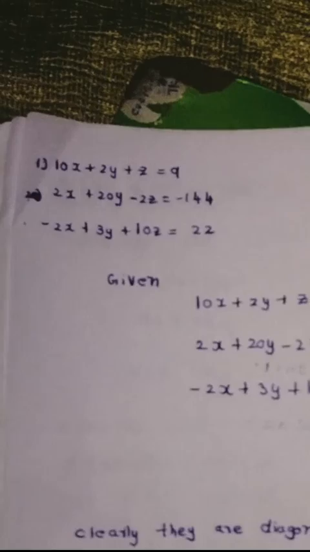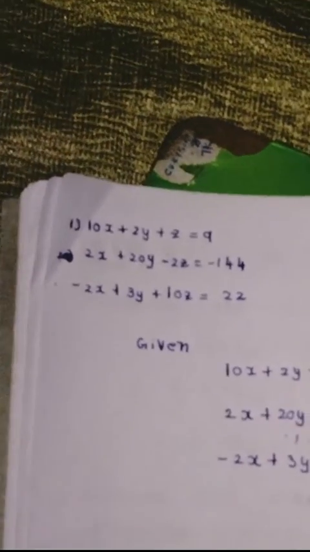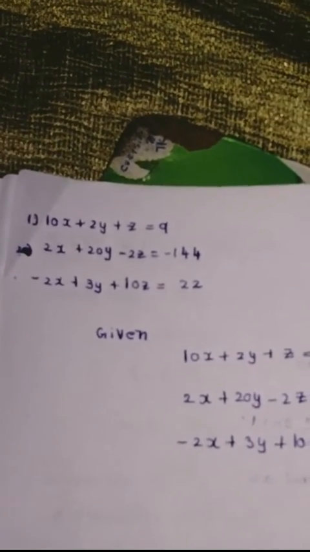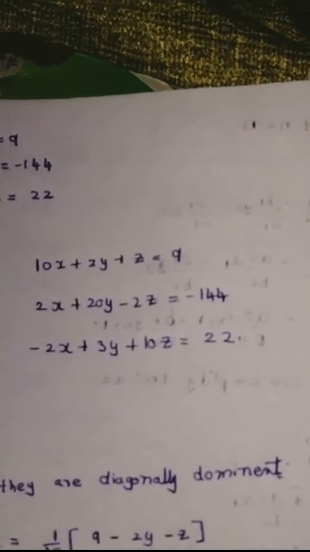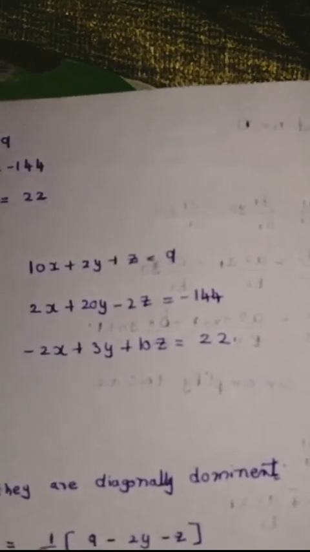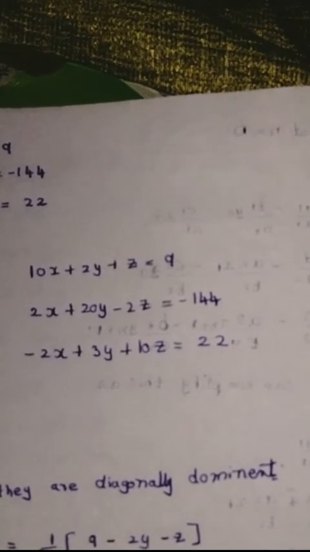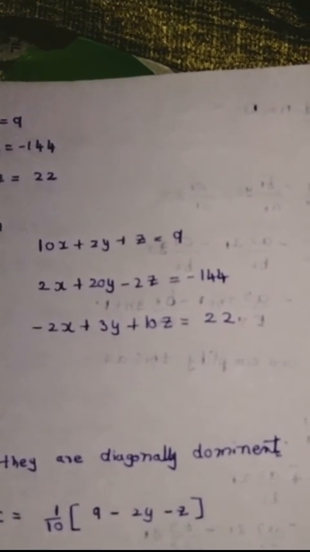Let us solve a sum on the Gauss-Seidel method. Given the equations 10x plus 2y plus z is equal to 9, 2x plus 20y minus 2z is equal to minus 44, minus 2x plus 3y plus 10z is equal to 22. Arranging them in the order of diagonal dominance, we have 10x plus 2y plus z is equal to 9, 2x plus 20y minus 2z is equal to minus 44, minus 2x plus 3y plus 10z is equal to 22. Clearly they are diagonally dominant.